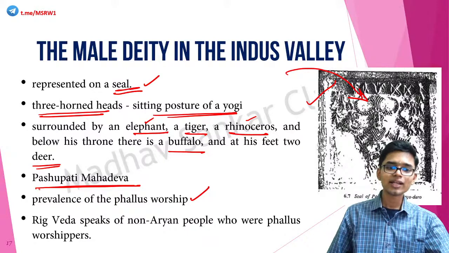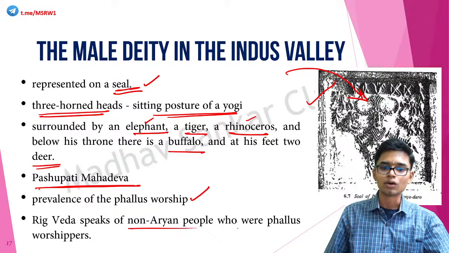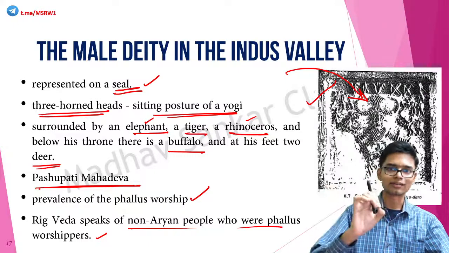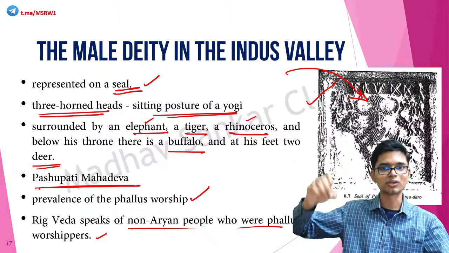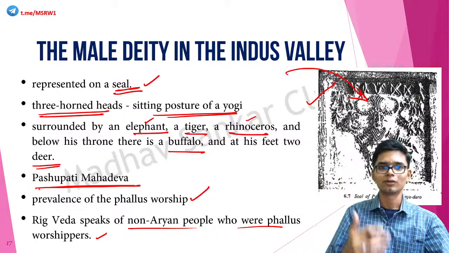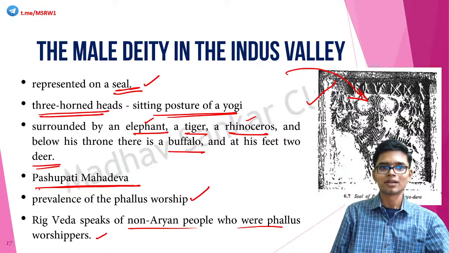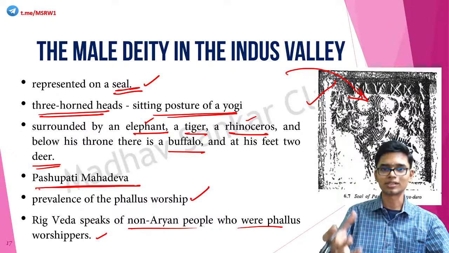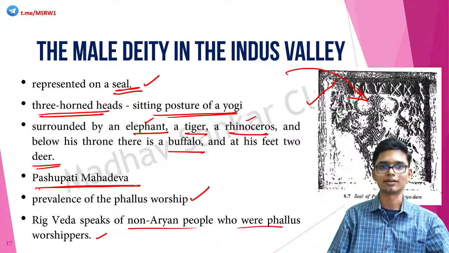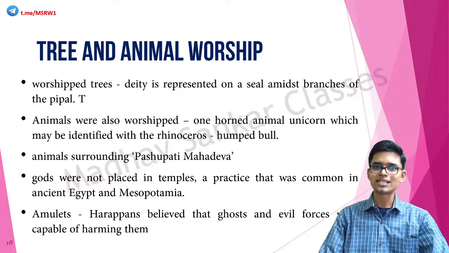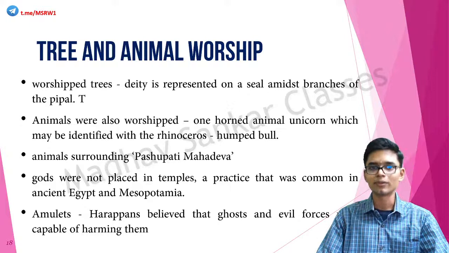Clear? Rig Veda speaks about non-Aryan people who were phallus worshippers. So that is also a pointer to the fact that there were people indigenous to India who were non-Aryans, who worshipped phallus. Clear? So the Rig Veda also points to the fact that Indus Valley people, or say the non-Aryans, conducted phallus worship.